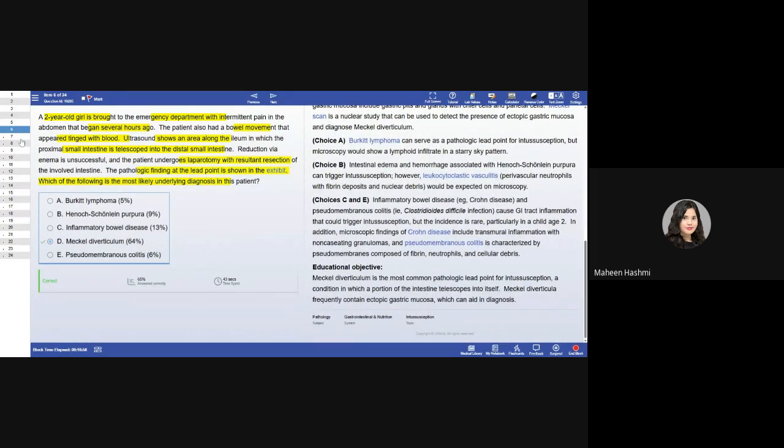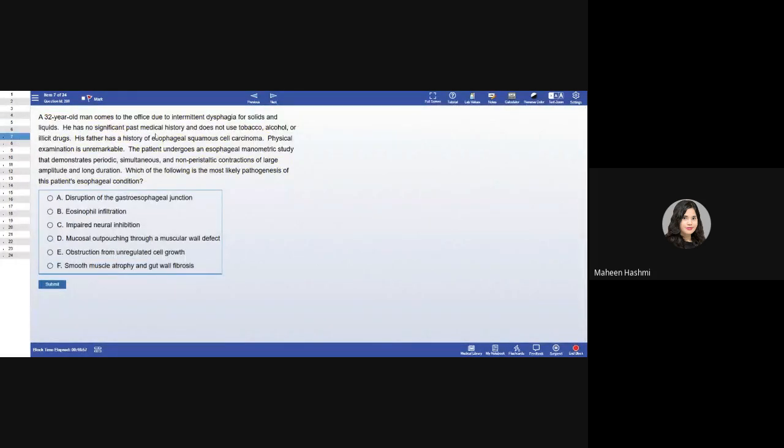All right. Then we go to the next question. The patient undergoes an esophageal manometric study that demonstrates periodic, simultaneous, and non-peristaltic contractions of large amplitude and long duration. Which of the following is the most likely pathogenesis of the patient's esophageal condition? We have a 32-year-old man who comes to the office due to intermittent dysphagia for solids and liquids.